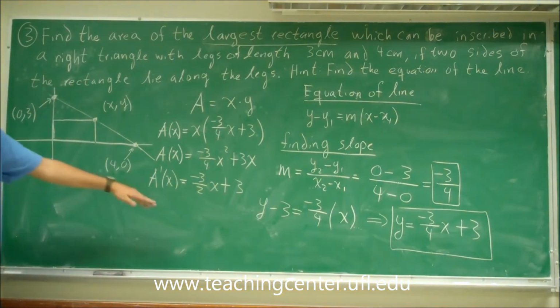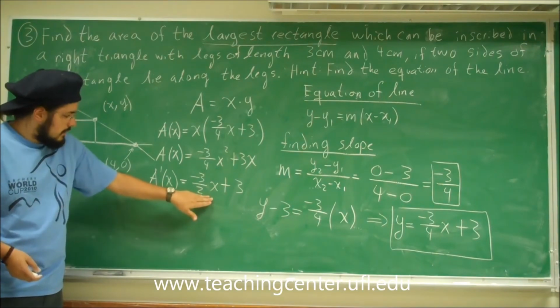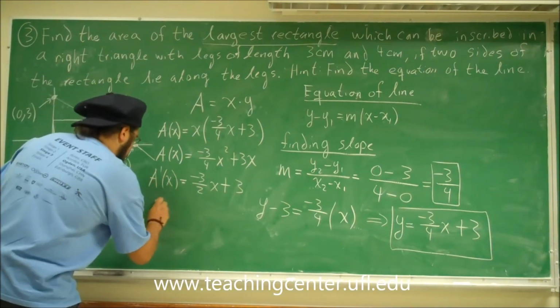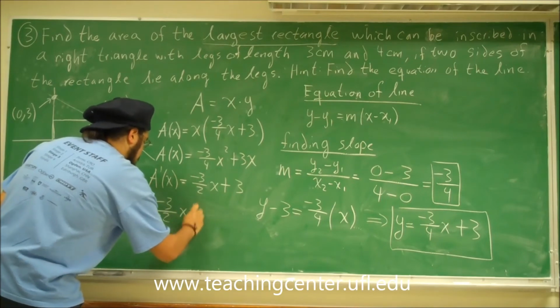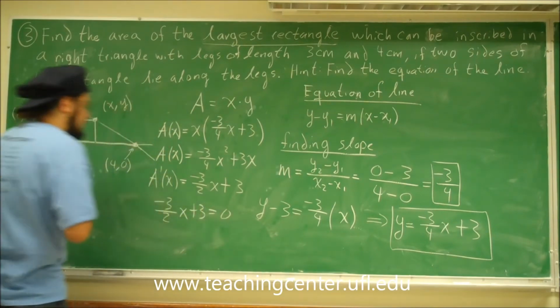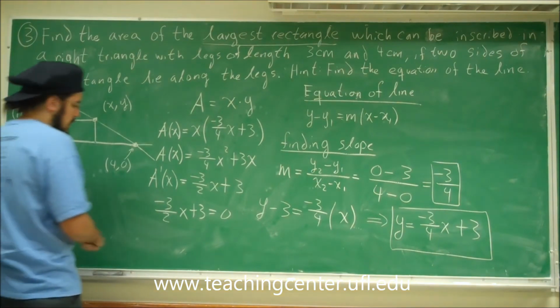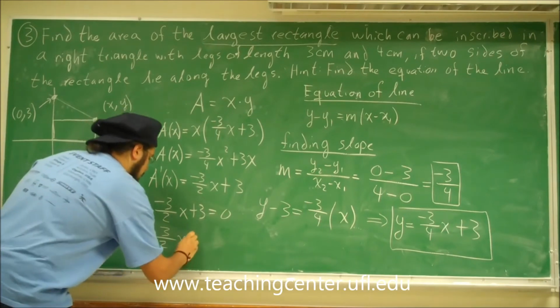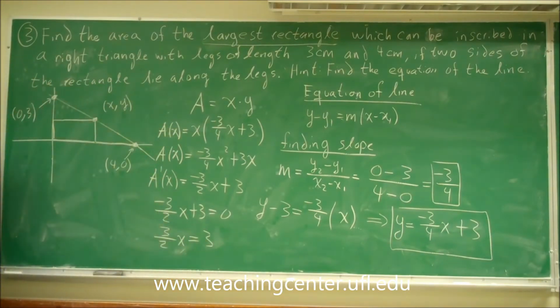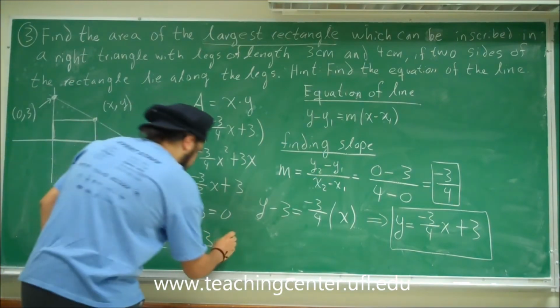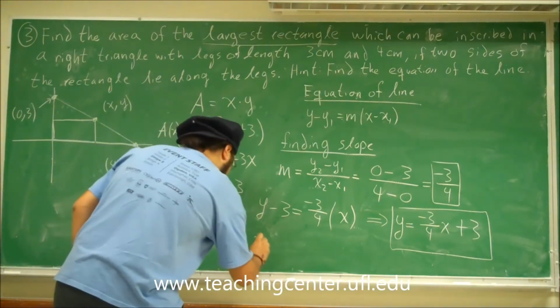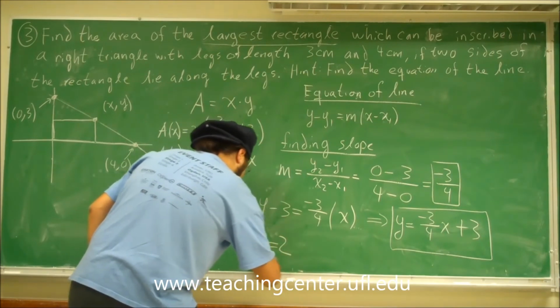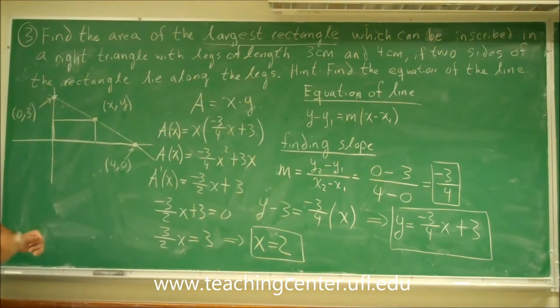Alright, so now we want to find our critical points. Let's set this equal to 0 then. So we have minus 3/2 x plus 3 equal to 0. I'm going to move this to the other side, so I'll get 3/2 x is equal to 3. Multiply both sides by 2, I'll get 3x is equal to 6. Divide both sides by 3, and I'll get x is equal to 2. Okay, so we have x equal to 2.